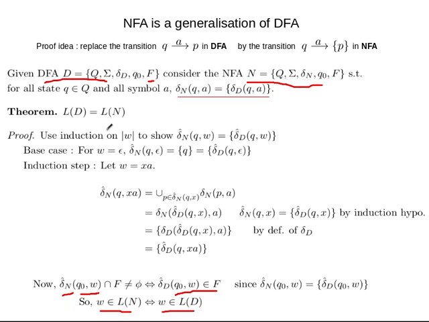And for this, how do you design this NFA? It's the same states, same alphabet, same starting state, same final states. But we just write the transition function as this. Earlier we had the next state as just this delta D of Q, A. Now we write this as a singleton set, and this is what this delta N of Q, A is, right?